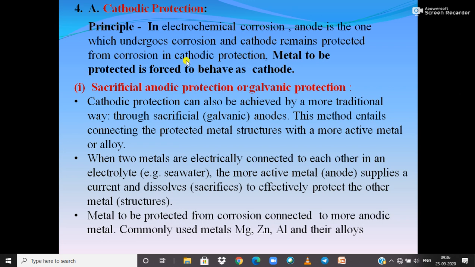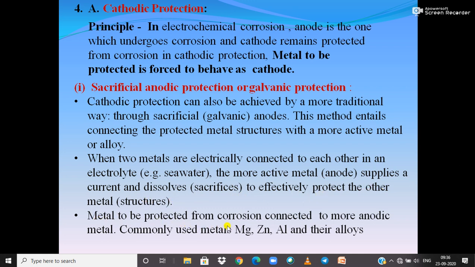This cathodic protection is of two types. Number one, sacrificial anodic protection, or galvanic protection. So how is it done? Cathodic protection can also be achieved in a more traditional way through sacrificial protection. When two metals are electrically connected to each other in an electrolyte like sea water, the more active metal supplies the current and dissolves as a sacrifice to effectively protect the other metal.